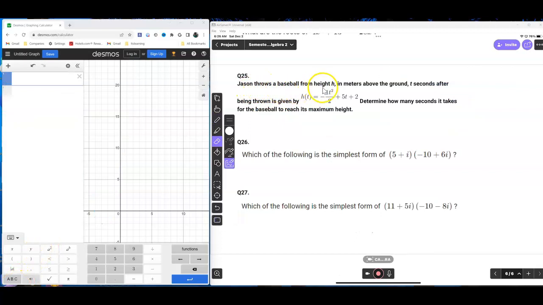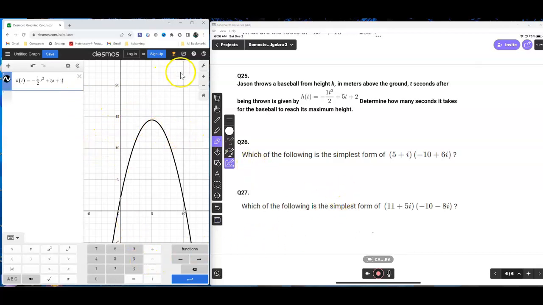Jason throws a ball from a height h in meters above the ground, t seconds after being thrown. Determine how many seconds it takes for the basketball to reach its maximum height. So I'm going to go ahead and use Desmos. So we have h of t, and you can just write it like that. h of t equals negative 1/2 t squared plus 5t plus 2.